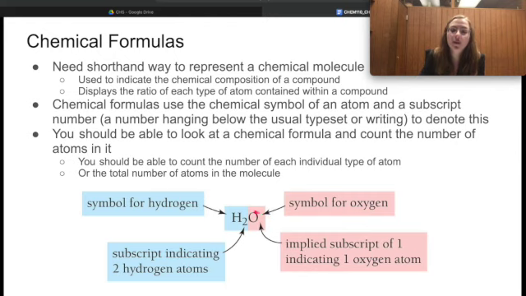And then over here we have oxygen, and oxygen has that chemical symbol O. However, we don't see a subscript. We don't see any extra number below the line with the O. So we assume that means it's 1. So here I have 2 hydrogens and 1 oxygen atom. That's the idea when we look at chemical formulas. We should be able to look at a chemical formula and determine all of those atoms in it.